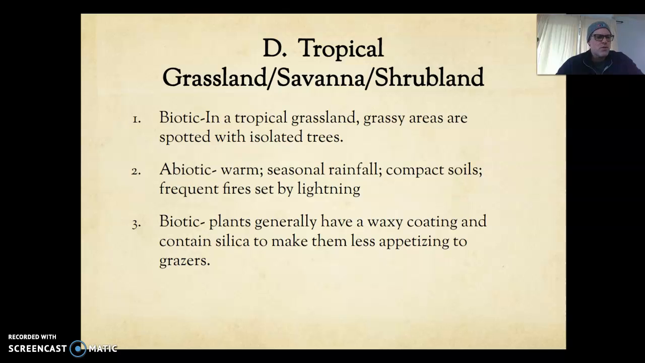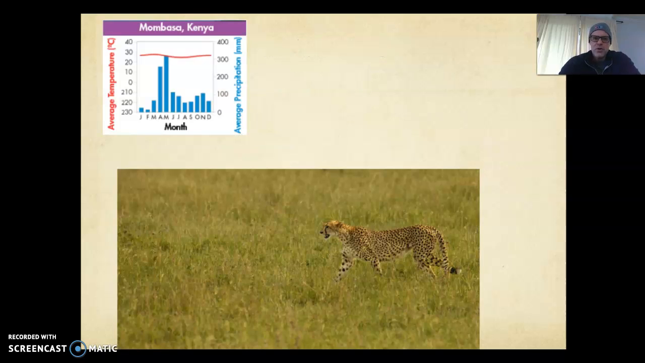Tropical grasslands, savannas, and shrublands. We've got some biotics and abiotics. Feel free to pause this at any point. That's a good pause face. There we go. Waxy coating and containing the silica to make them less appetizing to grazers for those biotics. Those are plant organisms that are really resilient to the grasslands, but there are going to be organisms that are consumers there, so they still have to have some adaptations. And there you go. You've got your climatograph, and then just an example of a beautiful cheetah.